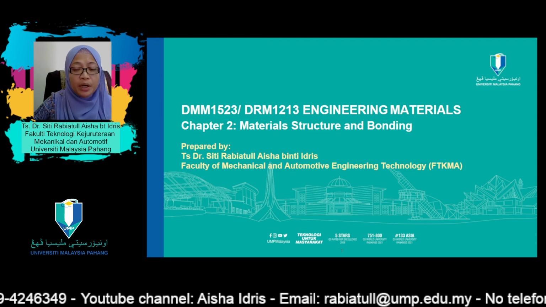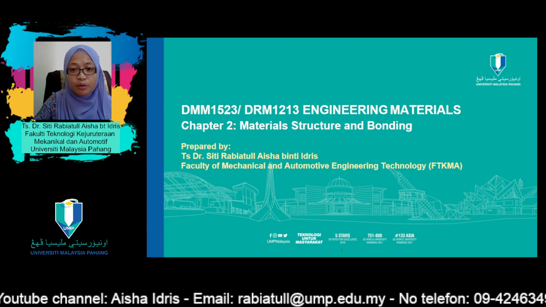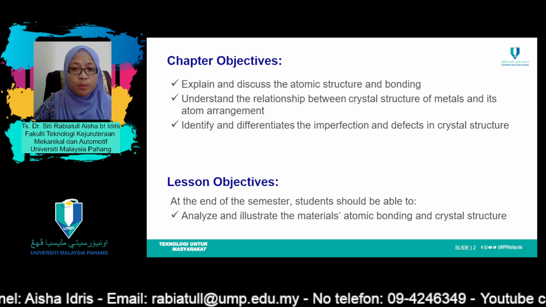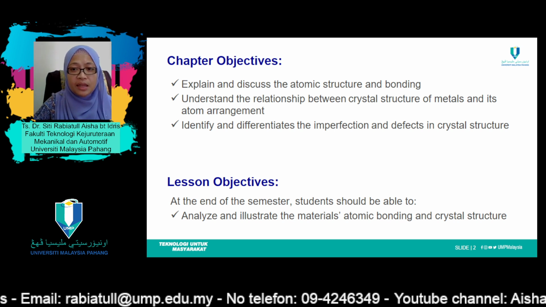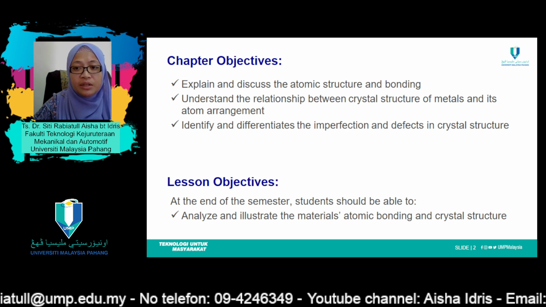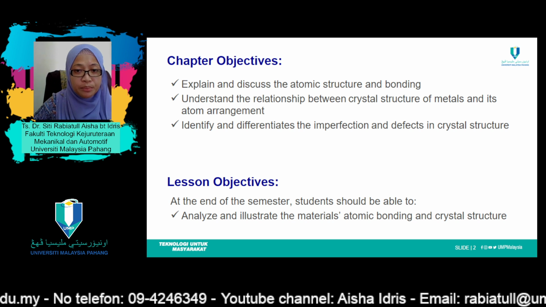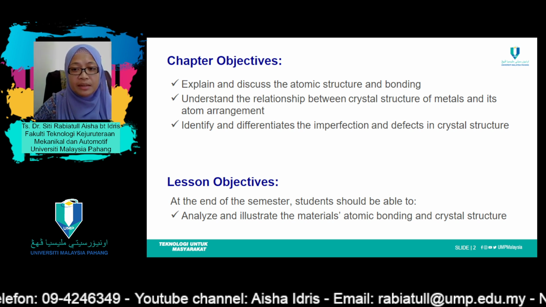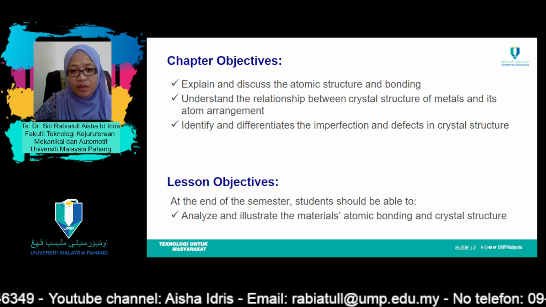And now we are moving to Chapter 2, which is Material Structure and Bonding. As for the chapter objectives, number 1, explain and discuss the atomic structure and bonding. Number 2, understand the relationship between crystal structure of metals and its atom arrangement. Number 3, you should be able to identify and differentiate the imperfections and defects in crystal structures.